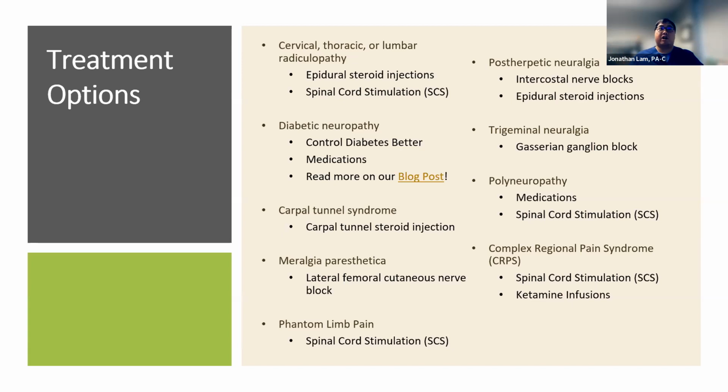So then if you also have trigeminal neuralgia, we can also do a Gasserian ganglion block, basically on your cheek. The trigeminal neuralgia pain comes from that specific ganglion, so we can go and block it, and that might give you some pain relief as well.